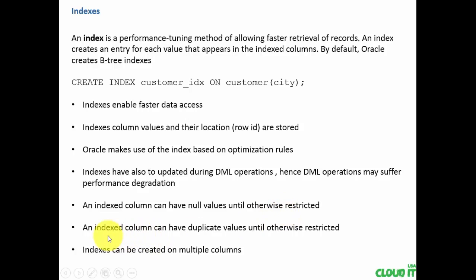In the same way, the column on which you are creating an index can have unique values. That means no duplicated values are allowed. An index can also be created on multiple columns. So these are the various properties of an index. Now let's create an index.